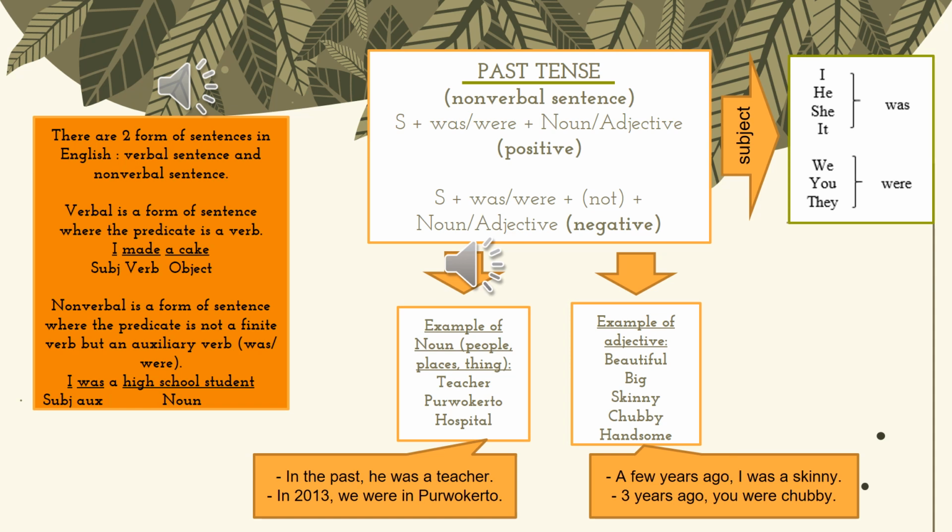While the non-verbal sentence is a form of sentence where the predicate is not a finite verb, but an auxiliary verb. In this case, we use was or were. For example, here, I was a high school student. I is the subject, was is the predicate, but we use auxiliary verb here. A high school student is an example of noun. So you can see the difference between verbal and non-verbal. The verbal one, after subject, is followed by verb, while the non-verbal one, after subject, is followed by auxiliary verb.